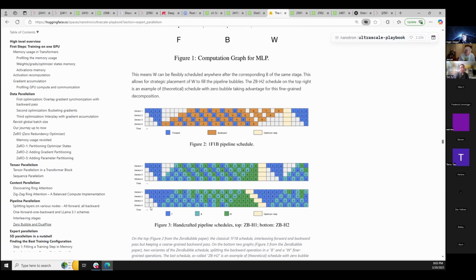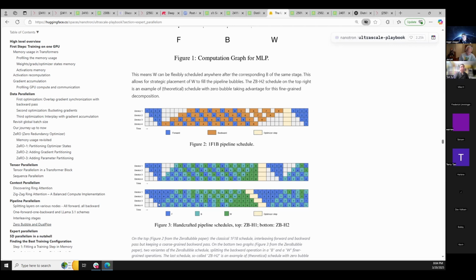But if you're the last GPU, you spent waiting a long time until you got your first input. And what you want to do is you want to immediately do your backward pass as soon as possible in order to send the gradients back towards the first GPU, so the first GPU is not sitting idle waiting.